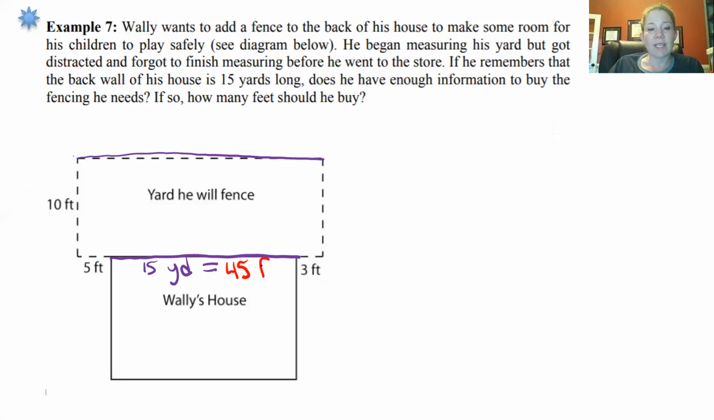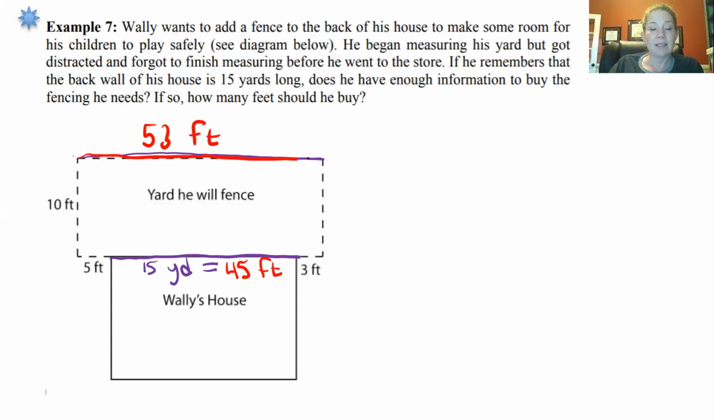Yeah, 45 feet. So now we know, so we don't need fence right here. Back of Wally's house, we're not going to put a fence right outside his back door because then he couldn't get into his backyard, right? But the reason we need to know that this is 45 is because this fence is going to be 5 plus 45 plus 3. So 53. So he needs 53 feet of fence here, right?